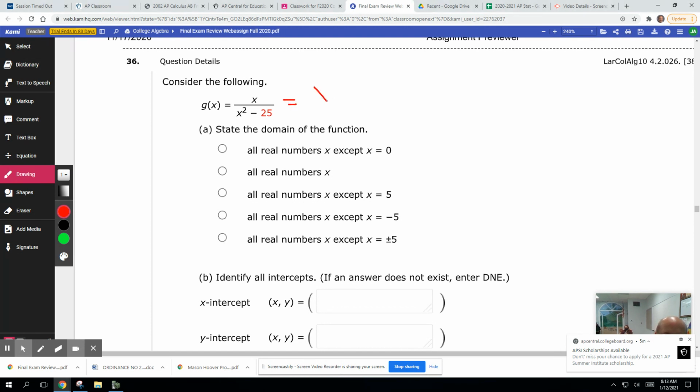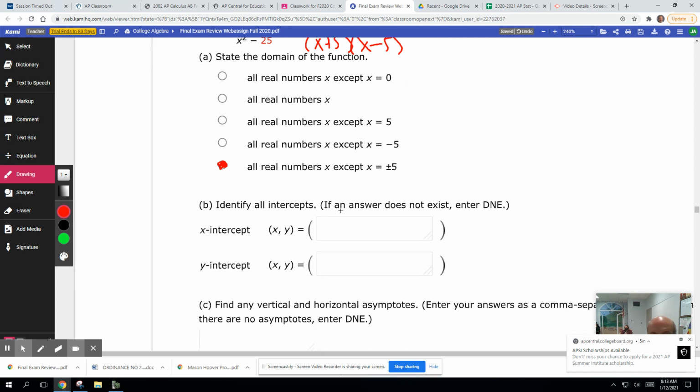So we're going to factor everything on these rational functions that we can. We've got x plus 5 times x minus 5 in the denominator. So any number that makes the denominator 0 is not in the domain of the function. In this case, -5 and +5 make the denominator 0. So the domain is all real numbers except positive and negative 5.